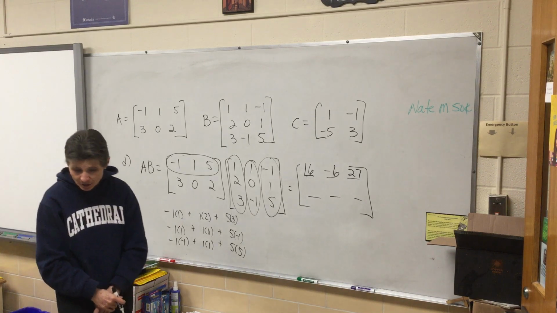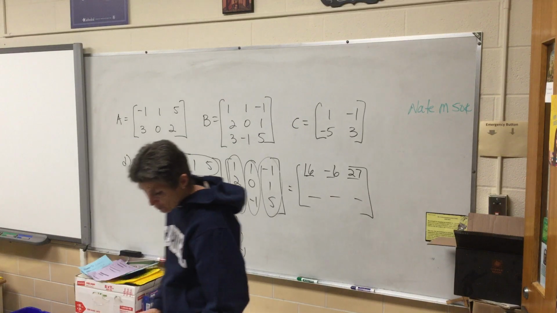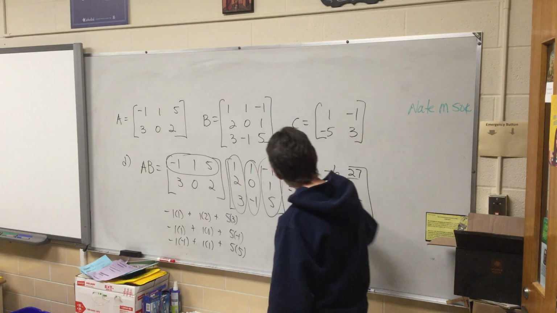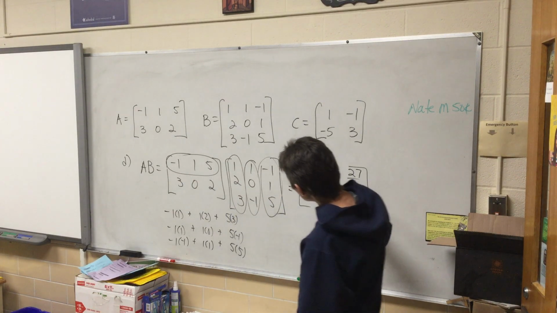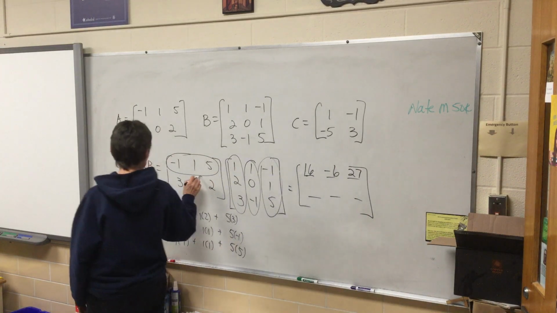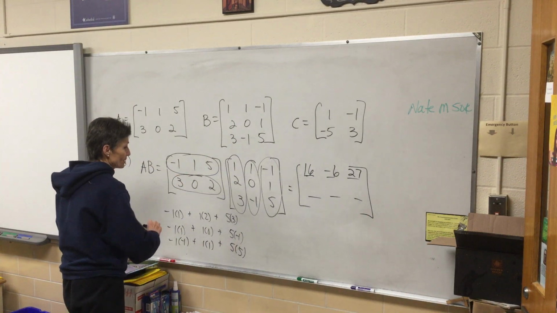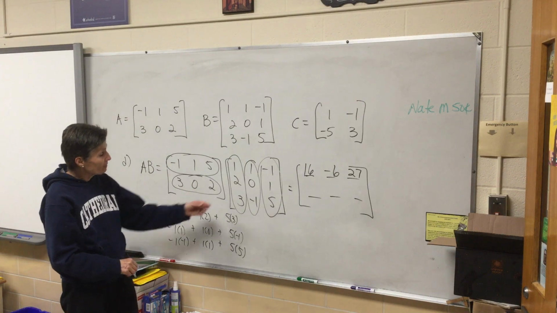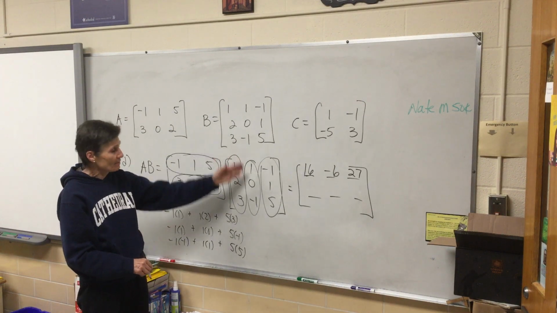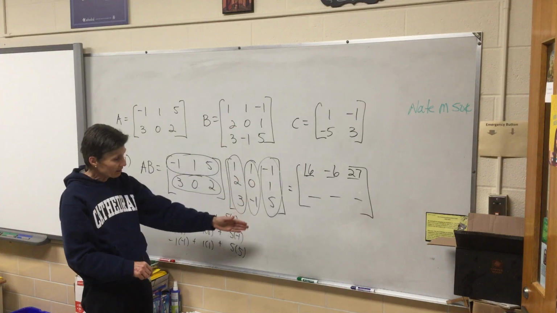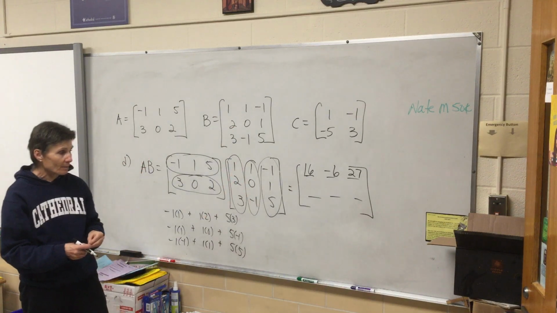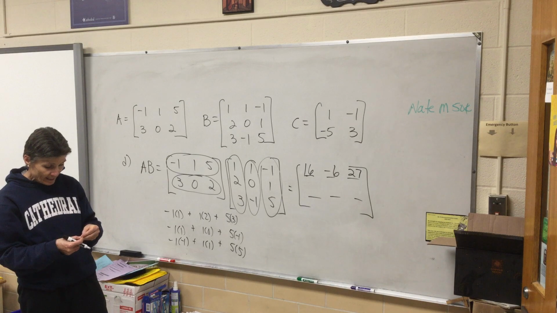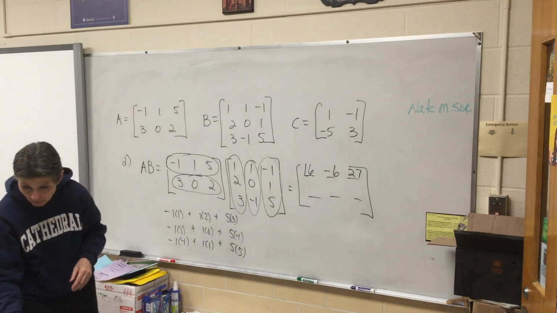Now, what I want you to do is go ahead and see if you can fill in the bottom row here. So now you're going to be using your second row of numbers. You're going to be using 3, 0, 2, and you're going to pair them up with this column, and then this column, and then this column. And that's how you're going to fill that bottom row. So go ahead and take a second and see how far you can get with that.